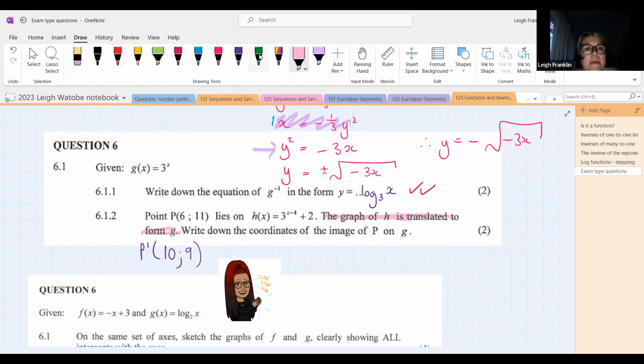Okay, so our beginning point is H of X. And H of X is the graph 3 to the X minus 4 plus 2. Right? What we are going to is the graph of G. G of X is the graph 3 to the X.